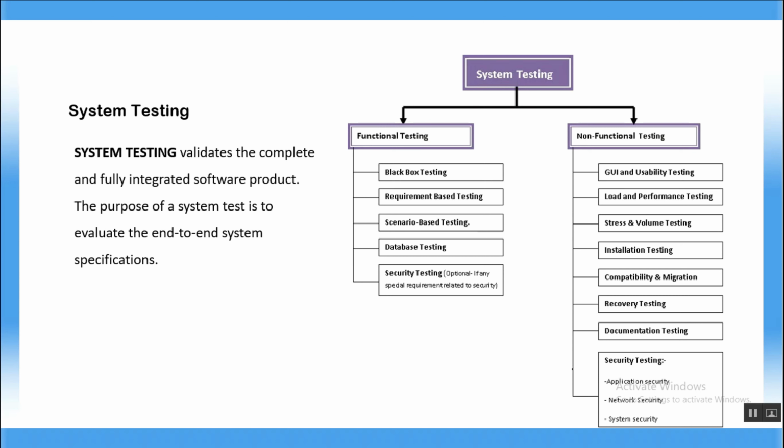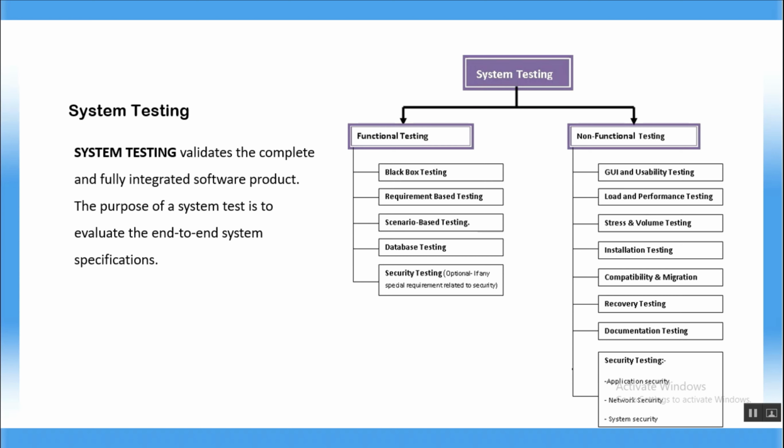Types of environments. Generally, there are four types of environments. The first one is standalone or one-tier environment. The second one is client server or two-tier environment. The third one is web or three-tier environment. The last one is distributed or n-tier environment.